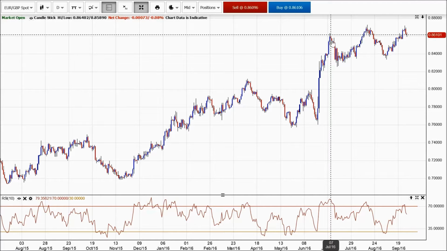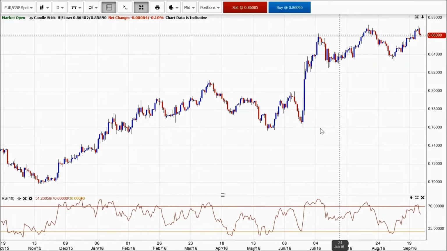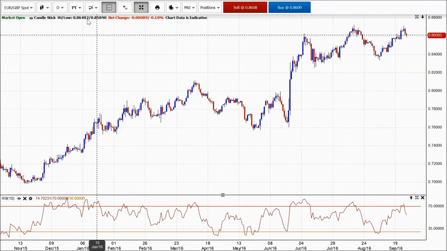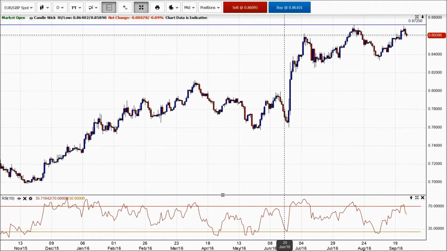And then it just sort of dibbled around, but managed during July and August to push higher. So we saw fresh highs off the post-referendum highs. And then I put this up again the other day. The big level to watch was here. It's not broken it. You can see this 87.25 level has become quite the level for euro sterling.